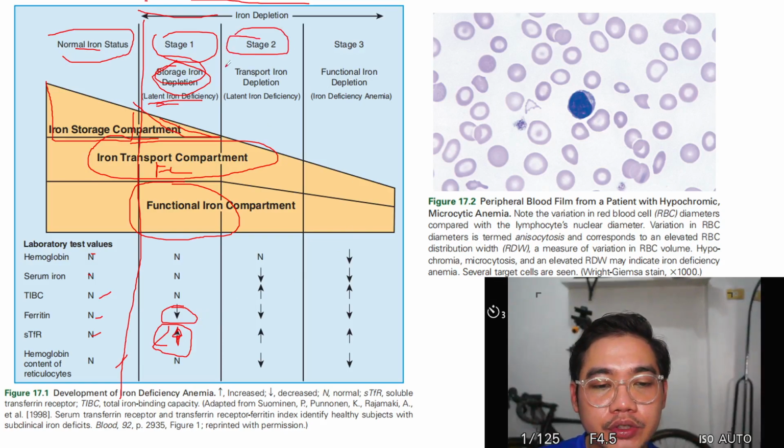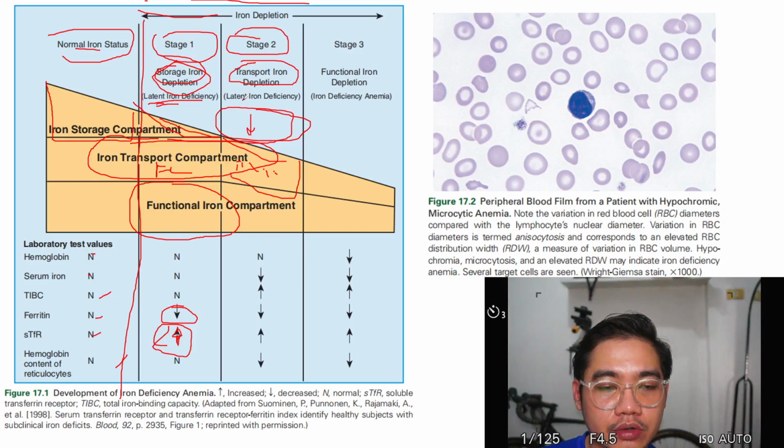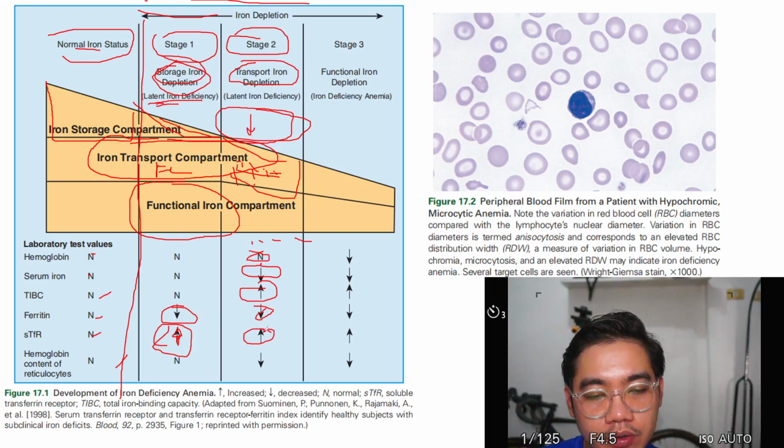In your stage 2, transport iron depletion, what will happen? Your transferrin component is also depleted. In this stage, if your iron storage, all your ferritins, are gone, then we will get from your iron transport compartment, that's your transferrin. Your hemoglobin is still normal, still normocytic, normochromic, but your serum iron is decreased, your total iron binding capacity is increased because you are hungry for iron. Ferritin is of course down. Your soluble transferrin receptor is of course up, with the same explanation.